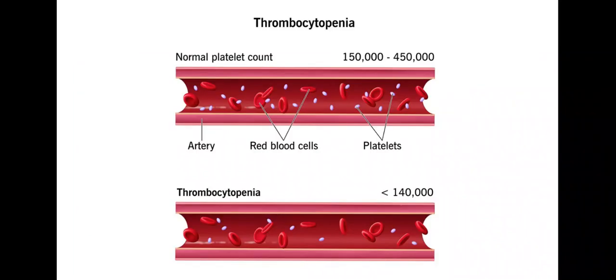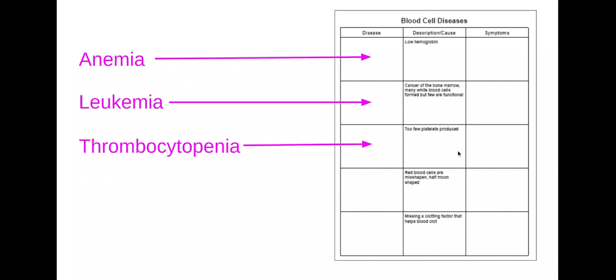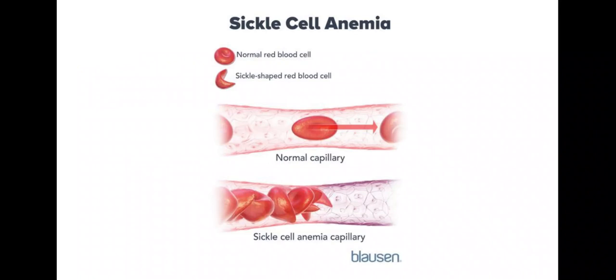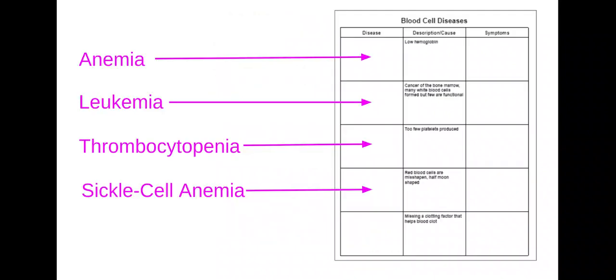The next one is called thrombocytopenia. This is when we don't have enough platelets, and so our blood can't clot normally. So we're going to go ahead and write that one down here. So thrombocytopenia. If our red blood cells are misshapen, it's caused by a genetic mutation, and it's called sickle cell anemia. This is a sickle shape, and it causes a lot of issues because these blood cells don't flow through normal blood vessels as easily. They kind of get jammed up. So sickle cell anemia is going here.